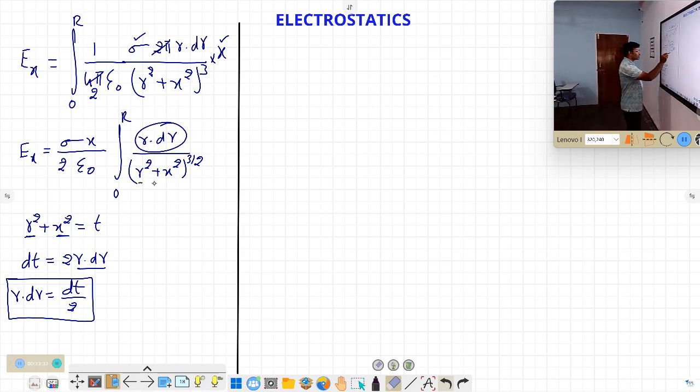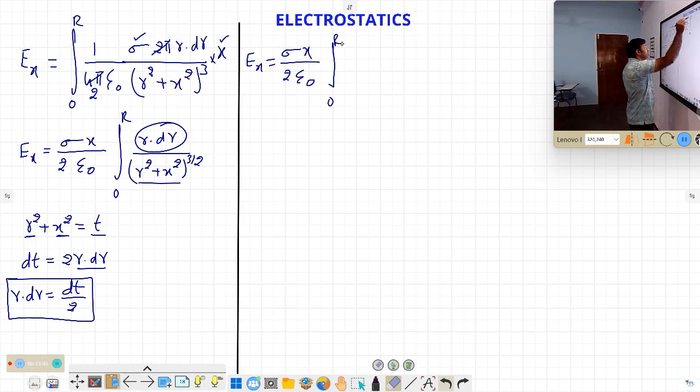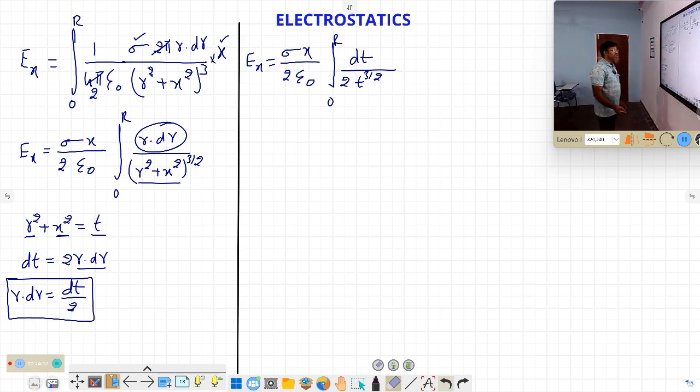Now what is r square plus x square? I can replace it with t. If you replace here, this integral becomes sigma x by 2 epsilon naught, integral 0 to r, dt by 2 into 1 over t power 3 by 2, where t is r square plus x square. This is the equation you are going to get.